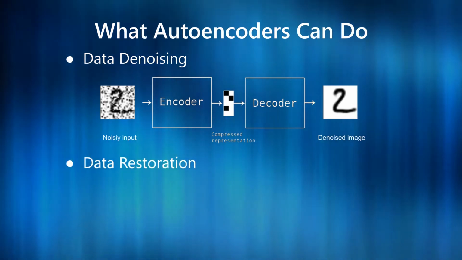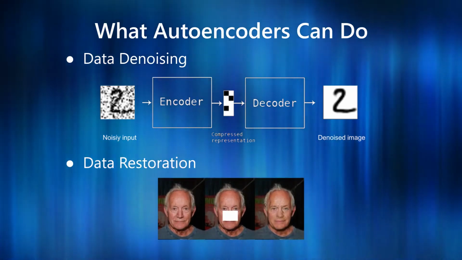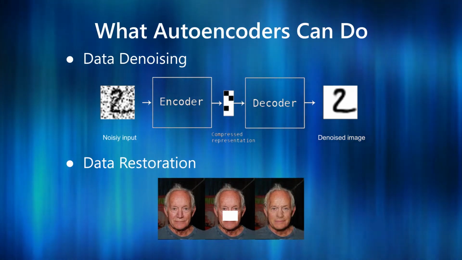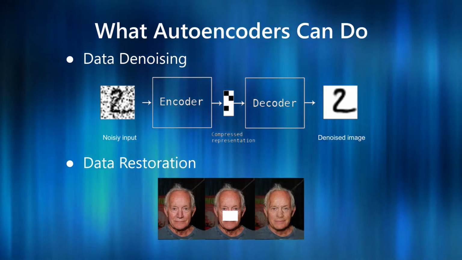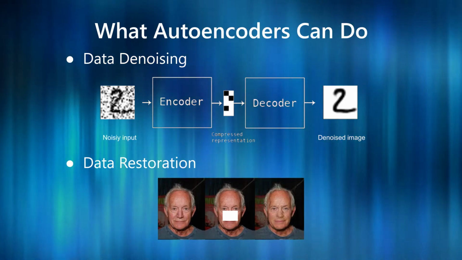A variation of this is learning how to fill in missing data. For example, you can add random blanks to your training images and, as before, use the original images as the expected output. The result is a neural network which has learned to intelligently guess missing pixels. This is great for removing objects and watermarks from photos.